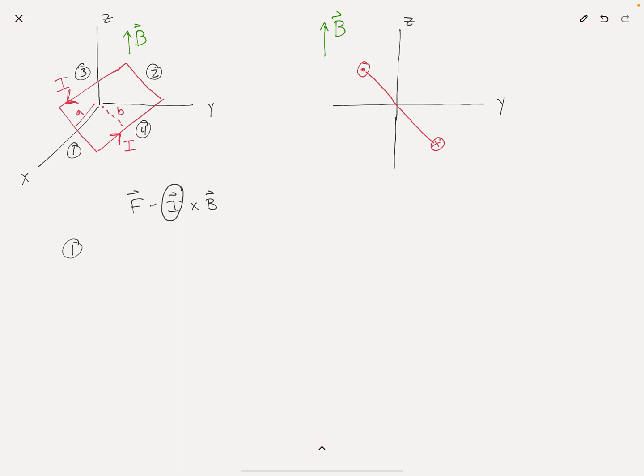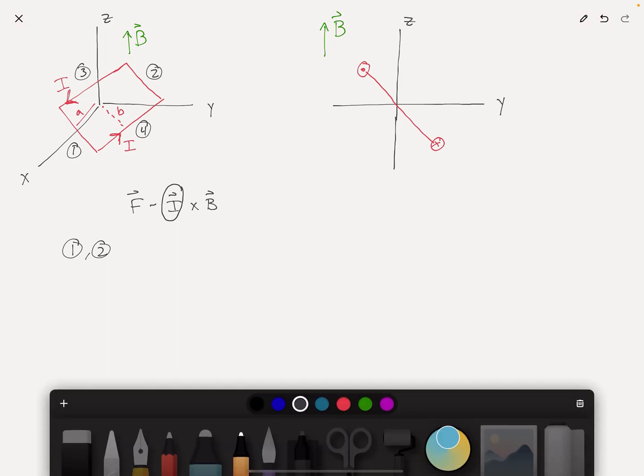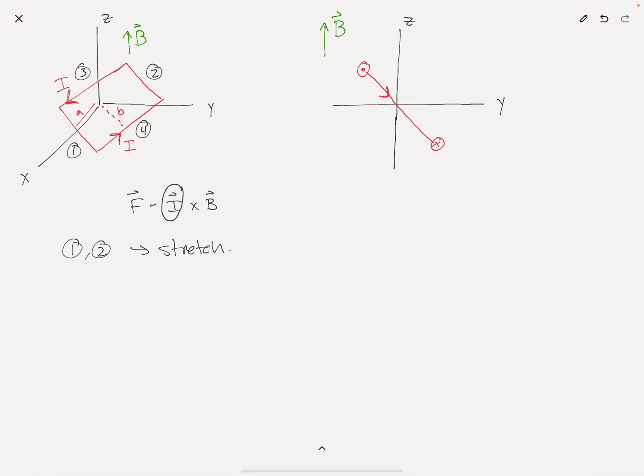So for forces on side 1 and side 2, I cross B on this side, I cross B, both gives me a stretch. But they don't do anything else. They have the same magnitude, so they stretch the loop. And they stretch in opposite directions to each other. And on 3 and 4, they also stretch. But in each case, the net is 0, so there's no motion of this loop.